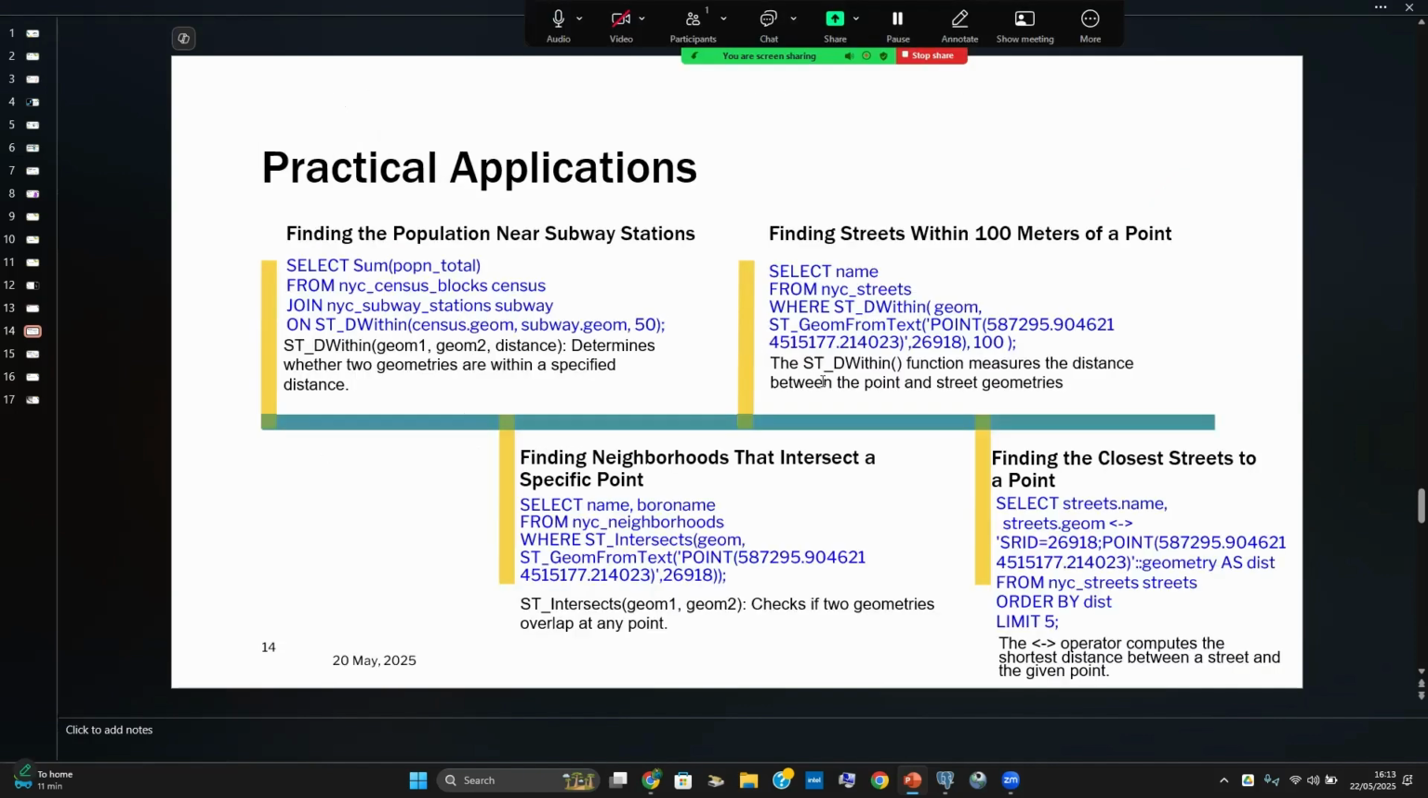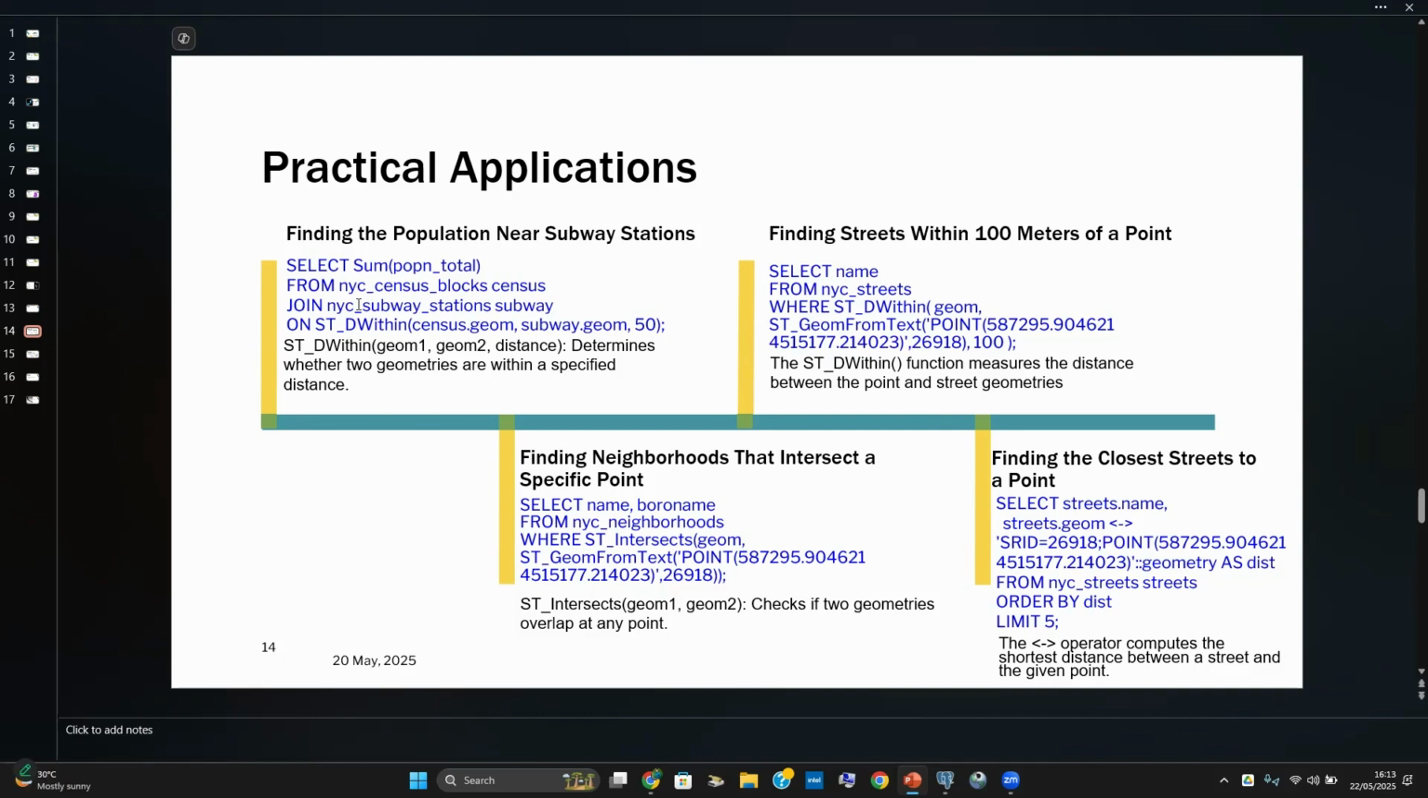So let's see some use cases, some examples, some applications of spatial relationships and spatial joins in SQL using the PostGIS extension. Firstly, we can find a population near a subway station. In our case here, we're joining two tables, the New York census block and the New York subway station. The census block contains population data and the spatial information on those blocks, and the subway station contains the geographic location of the subway stations.